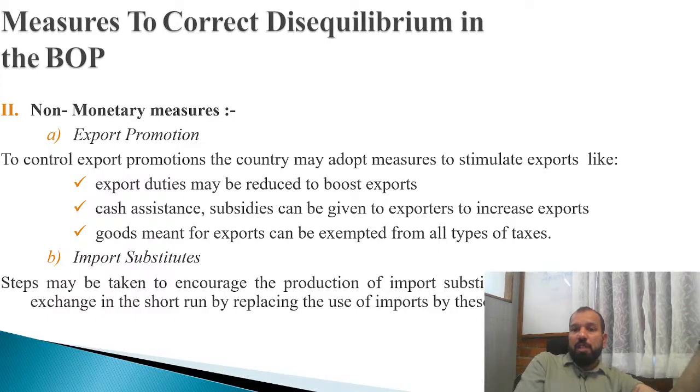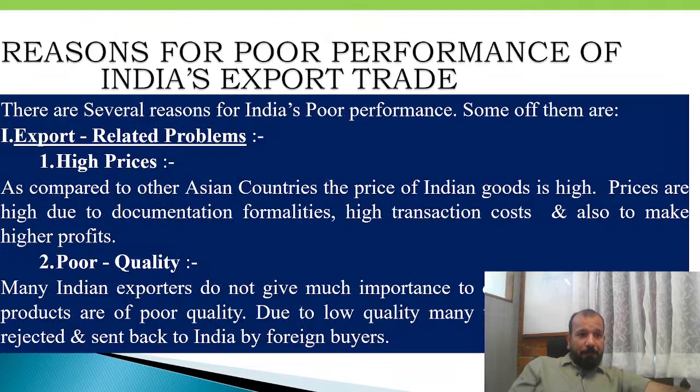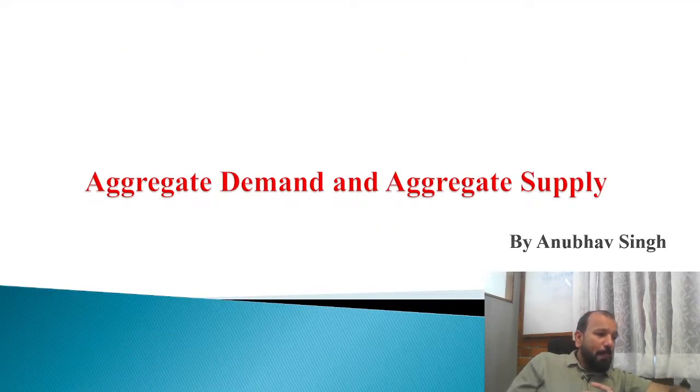A country may adopt measures to stimulate exports, like eliminating or reducing export duties. We have to provide cash assistance and subsidies, or goods meant for export can be exempted from all types of taxes. For all those people in export houses, the government can give rebates or exemptions on taxes. Then import substitution: whatever products and services we are importing, if we have a substitute for them, then we don't need to import. If we have fewer imports, then automatically the BOP will be in equilibrium. Import control can be done through quotas and tariffs. Clear? This is all about the BOP account.